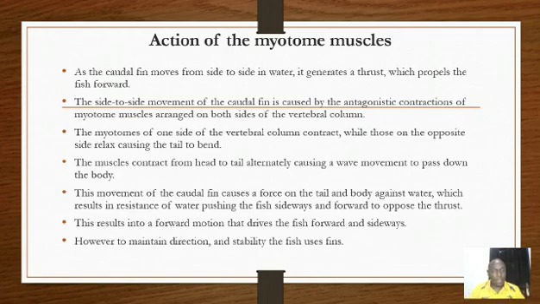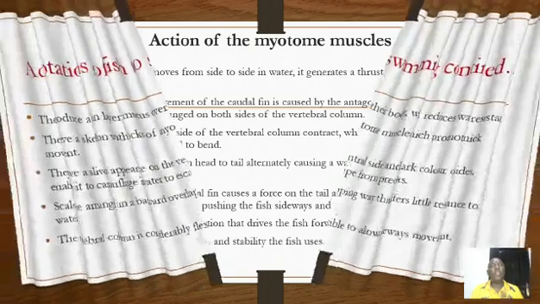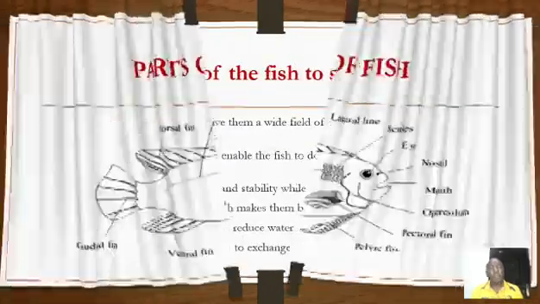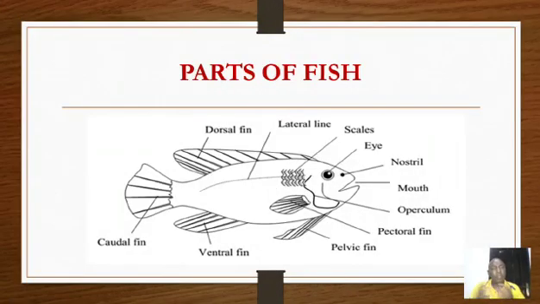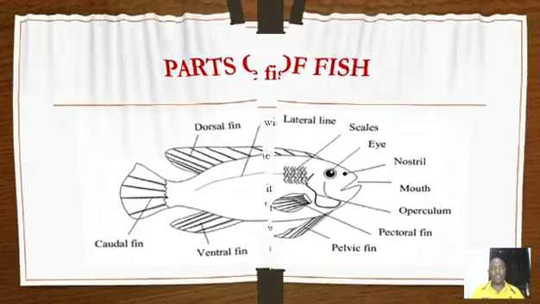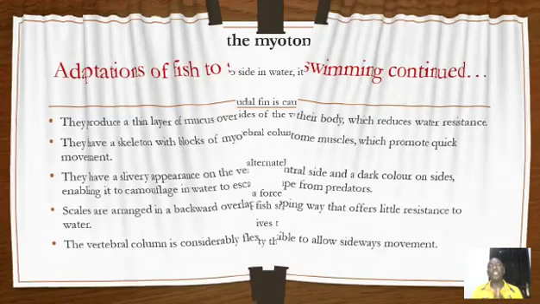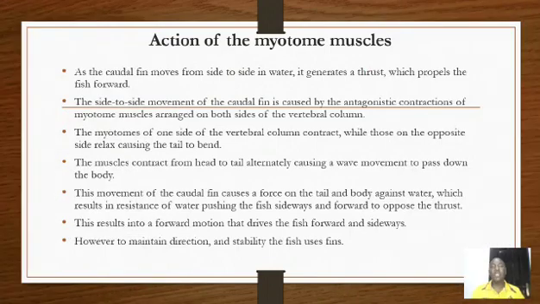Now, in addition, there is that fin which we've called the tail fin, or the caudal fin, responsible for generating a propulsive force to move the fish forward. So look at that caudal fin. That caudal fin generates a propulsive force that moves the fish forward, coupled with contraction of the myotomy muscles to bring about forward movement of the fish.